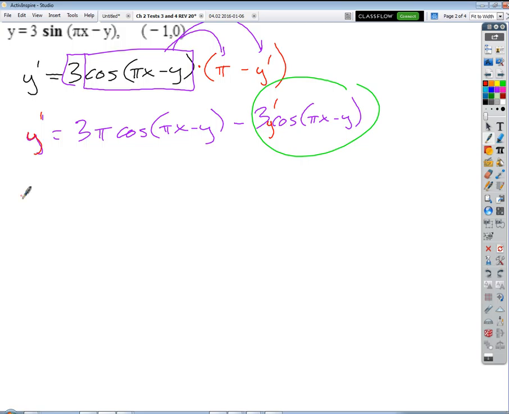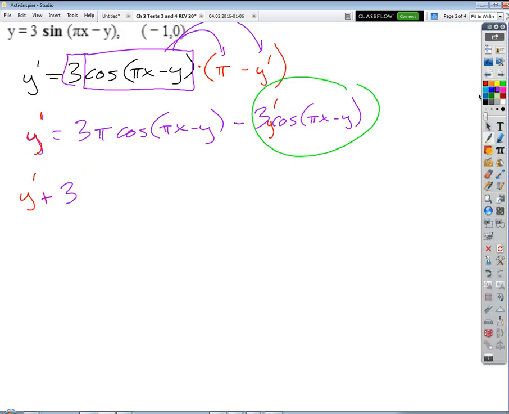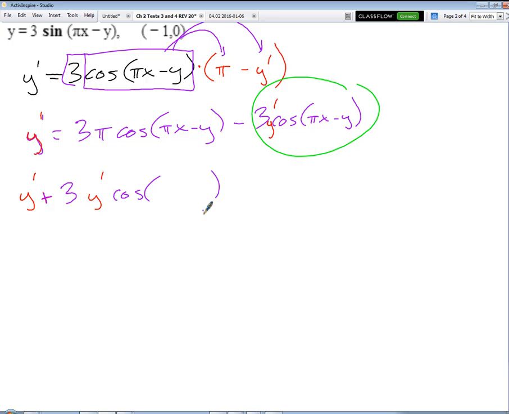So we end up with y prime plus 3 y prime times the cosine, right, equals 3 pi times that cosine function. And then all I have to do is just factor out the y prime and divide by what's left, right?